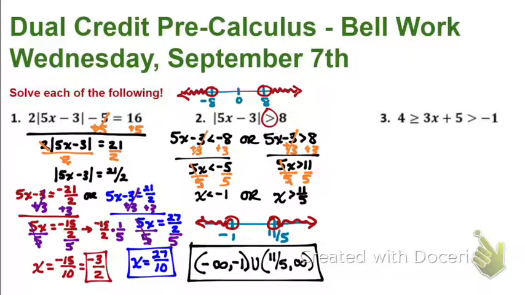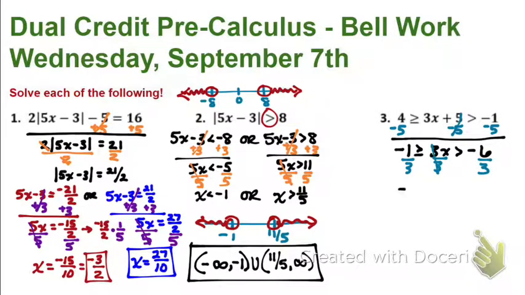So far, so good? Let's do the last one on the bell work. No absolute values over here on number 3. Where do I start that one at? Subtract 5 from all my sides. Since I have 2 inequalities, I have to do it on either side there. So I have -1 is greater than or equal to 3x is greater than -6. And then what? Divide everybody by 3. So I have -1/3 is greater than or equal to x, which is greater than -2.